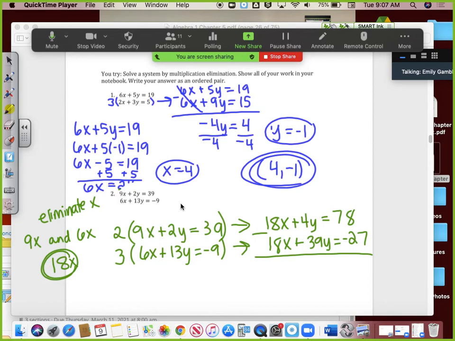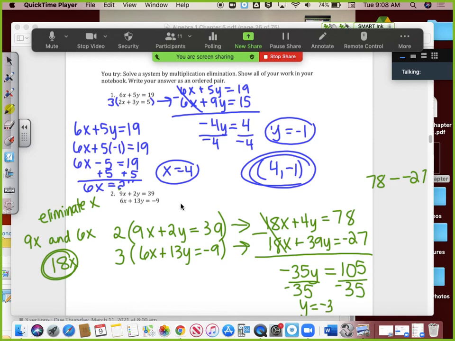18x minus 18x cancels out. 4y minus 39y is negative 35y. And 78, be very careful with this one, 78 minus negative 27. So 78 minus negative 27 is really 78 plus 27, which is 105. To solve for y, I will divide both sides by negative 35. And 105 divided by negative 35 is negative 3. So we get that the answer is going to be negative 3 for y.